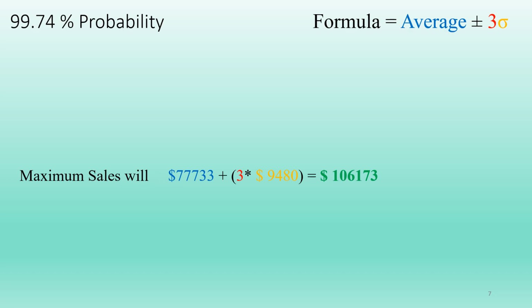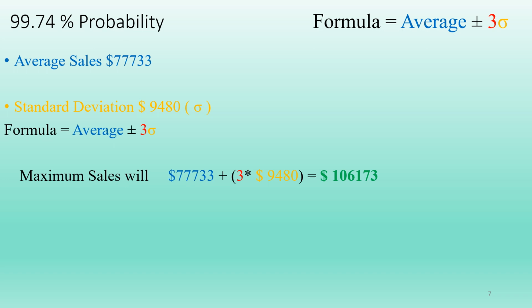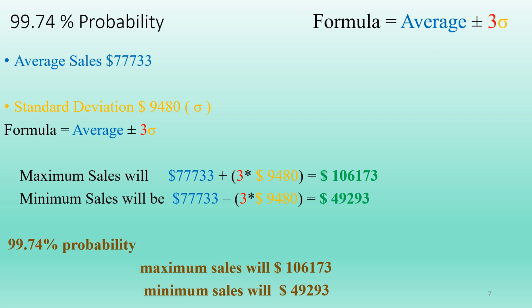And further, we are moving to 99.74% of probability, and for this the formula is average sales plus minus 3 sigma. Since we have already calculated the average sales and the standard deviation is known, we assign the values into this formula and find the results. So at this rate, with 99.74% probability, the maximum sales will be this upper limit and the minimum sales will be the lower limit.